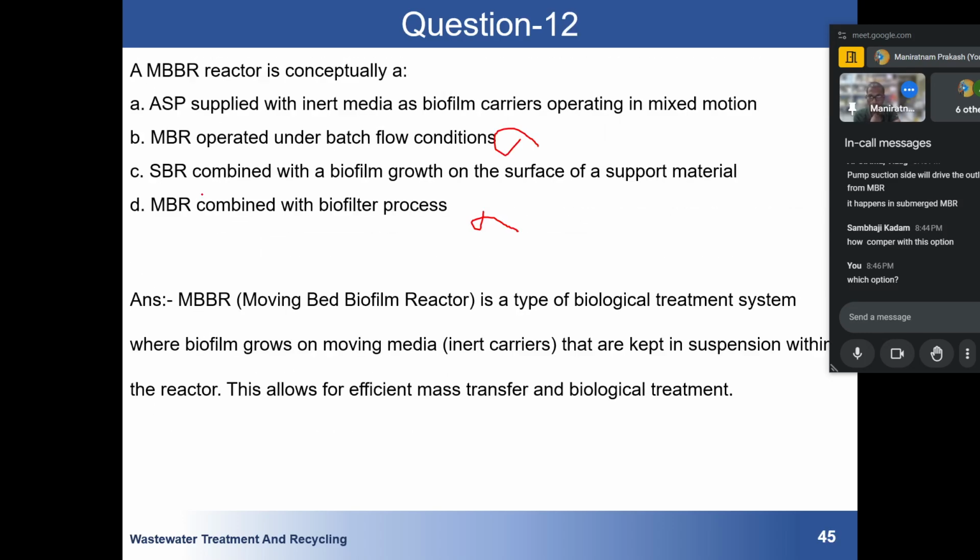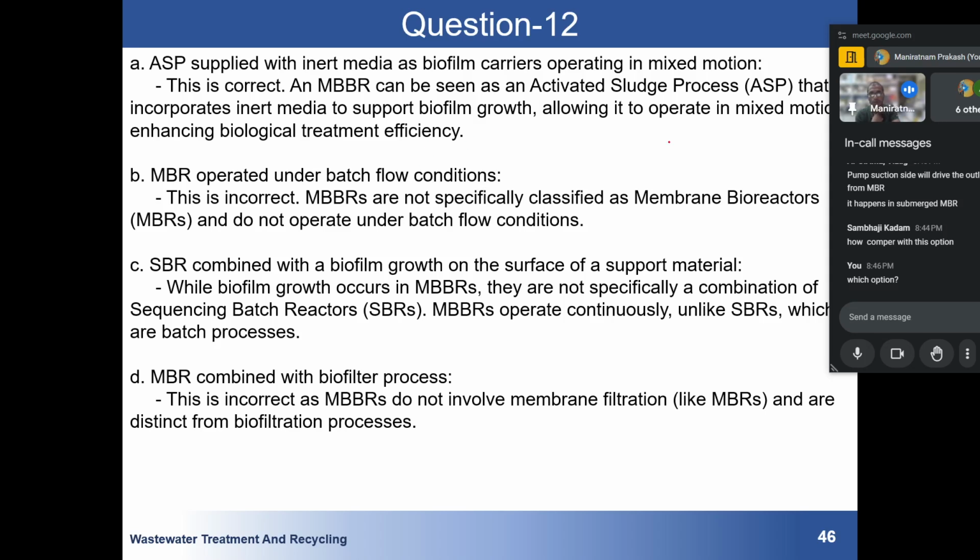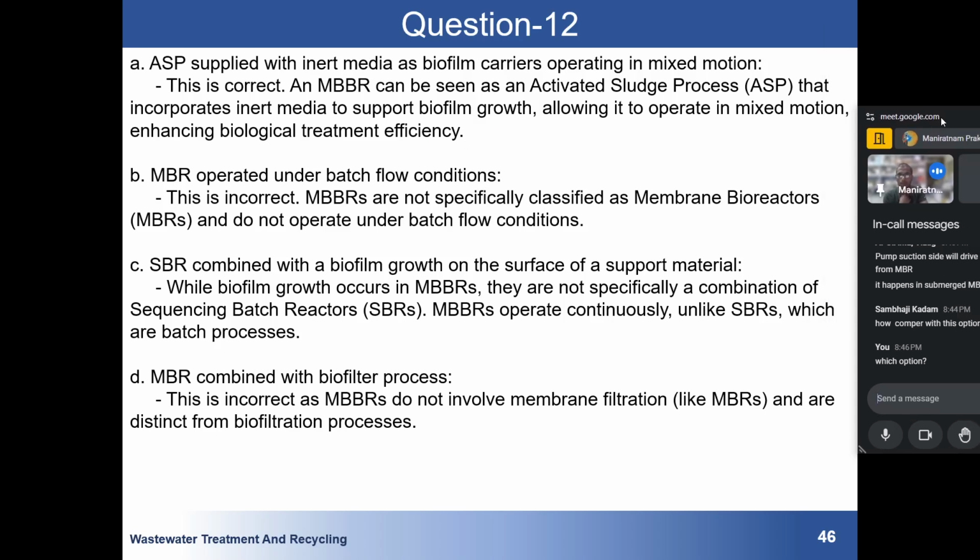The type of biological treatment system where biofilms grow on a moving part that is kept in suspension allows efficient mass transfer and biological treatment. This we know. So answer A is the correct answer, that this MBBR can be seen as an activated sludge process that incorporates inert media. Here we have a moving bed; some kind of inert media is there that is allowing biofilms to grow. Okay.